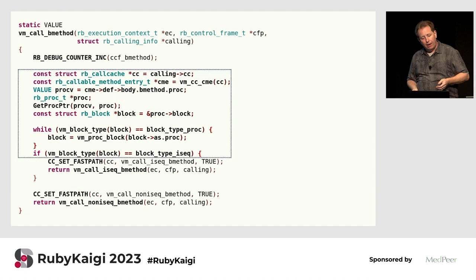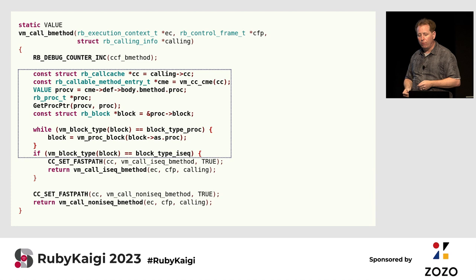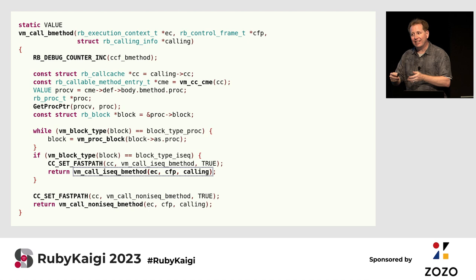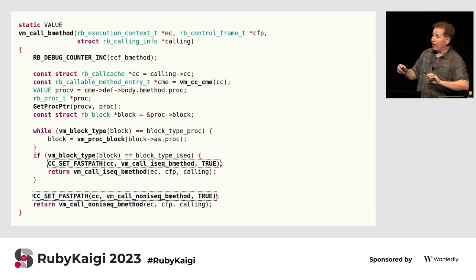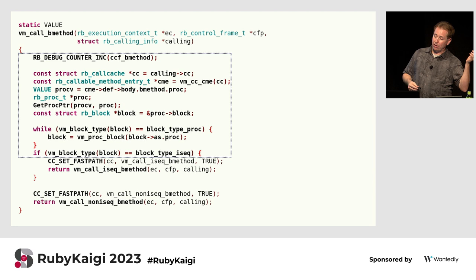All of this code is necessary to determine whether the block was defined in Ruby. And if the block was defined in Ruby, we can then call an optimized function that does not need to use caller setup arg. If the block was not defined in Ruby, we call another function that uses caller setup arg, which is similar to the previous implementation. In either case, before calling that function, we update the call cache. And the reason we update the call cache is so that future calls at the same call site can jump directly to the optimized method and skip all of this code.